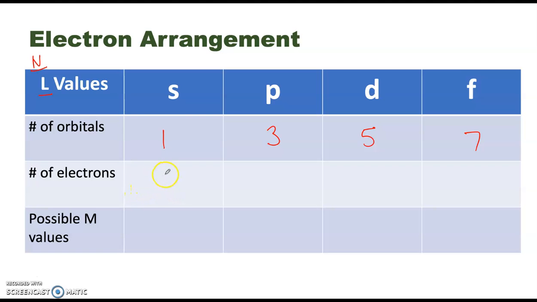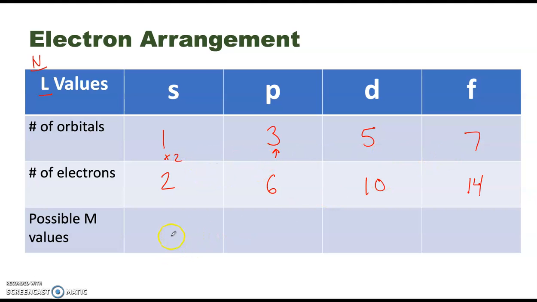Now the number of electrons, remember each orbital holds 2 electrons. So if we've got 1 orbital, it holds 2 electrons. If we've got 3 orbitals, it's going to hold 6. 5 orbitals will hold 10 electrons, and 7 orbitals will hold 14 electrons, because each orbital holds 2. So I literally just multiplied by 2 for each of these, all the way across.